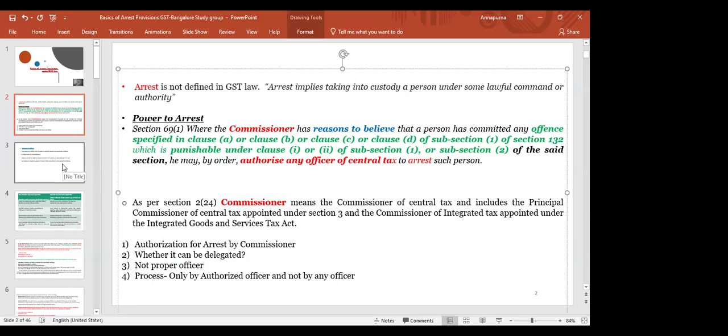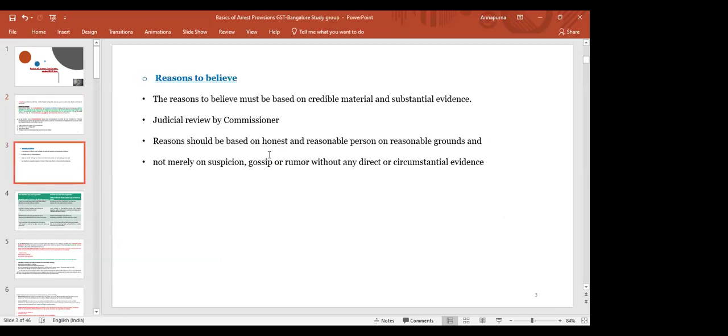Then the next is reasons to believe. Whenever the commissioner authorizes, it should be based on credible material, and there should be some evidence to prove that the arrest provision can be enforced. So reason to believe is very important, and it should not be based on some suspicion or some rumor. It should be based on substantial evidence so that the arrest provisions can be enforced.